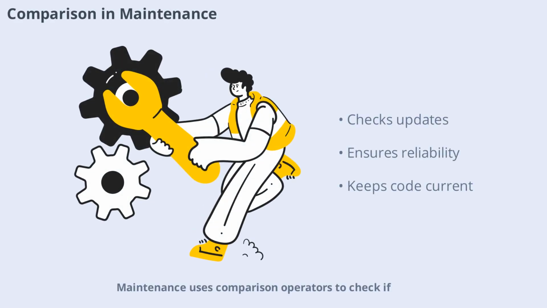Maintenance uses comparison operators to check if updates are needed or if values are correct. For example, you might compare current values with expected ones to ensure everything is working. This keeps your code reliable and up to date.